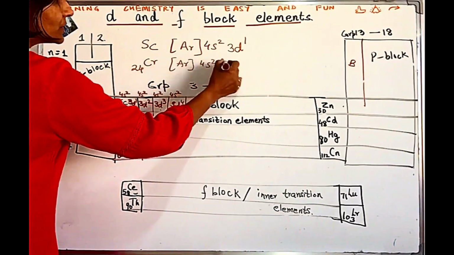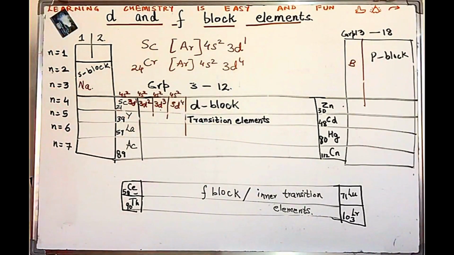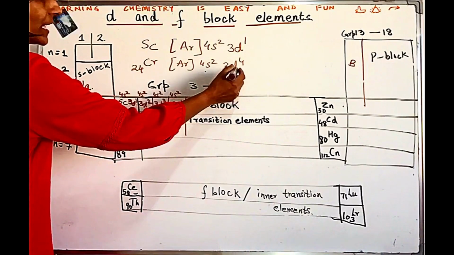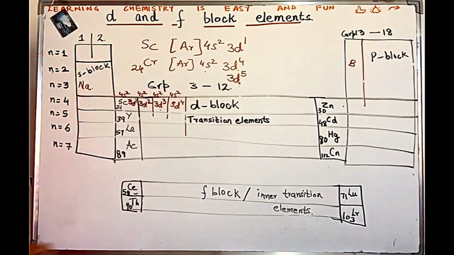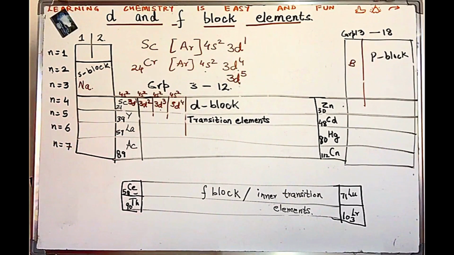4s2, 3d4. Now comes the anomaly. Now comes the part which you have to remember. 4s2, 3d4. If instead of this 3d4 it was 3d5, then what would happen is this would be half filled, and half filled orbitals are extra stable.